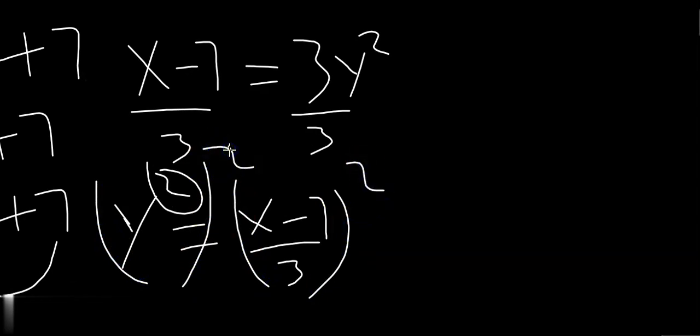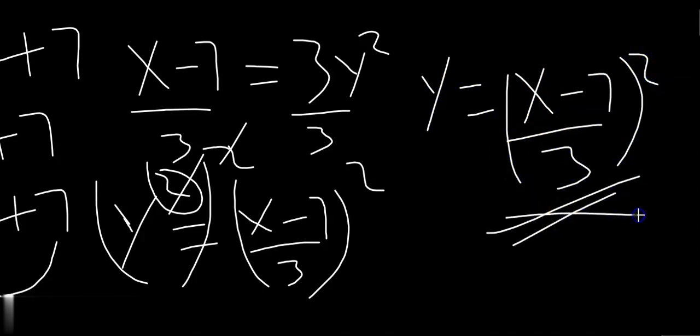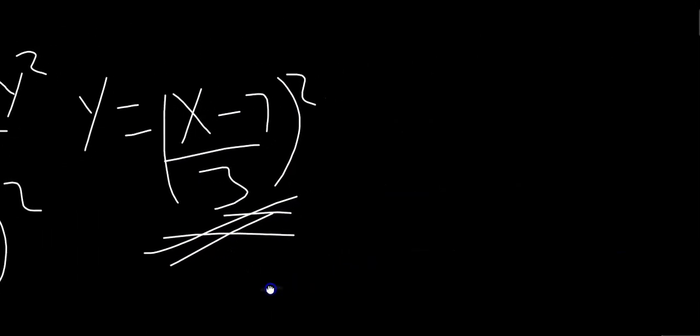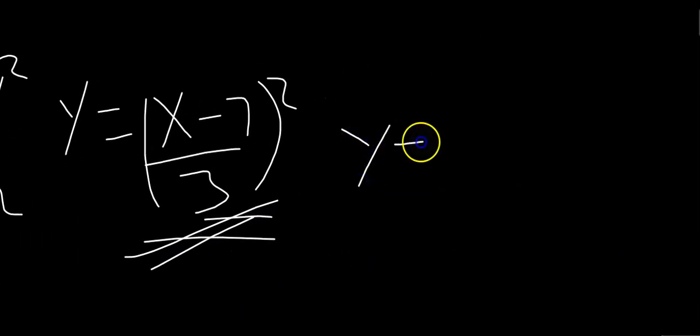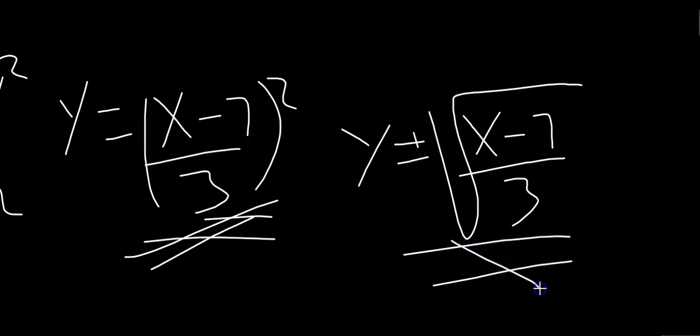When I do that, I can cancel out these 2's, and then I'm gonna get y equals x minus 7 over 3, the whole raised to 2. So now this is the answer. This is my final answer. But if I want to, I also can write this answer as y equals the square root of x minus 7 over 3. So it's still the same. So this is my final answer.